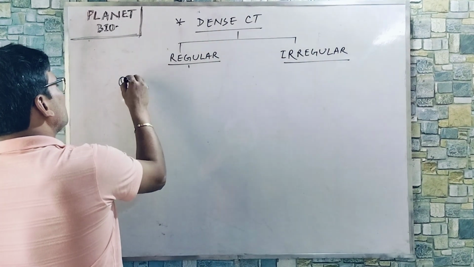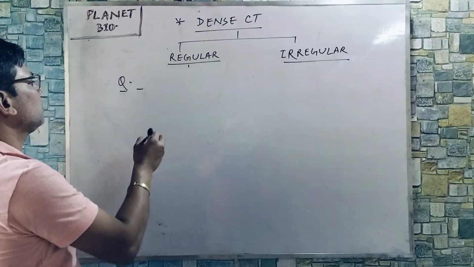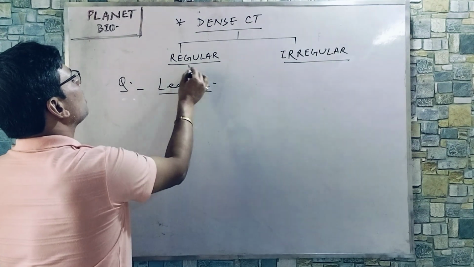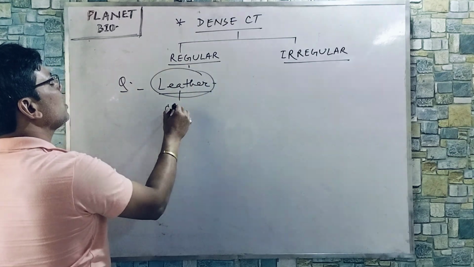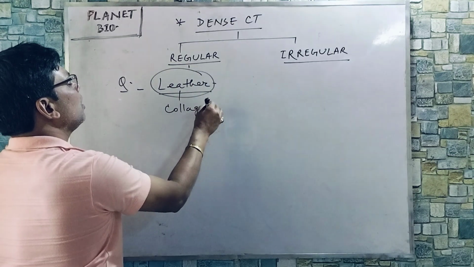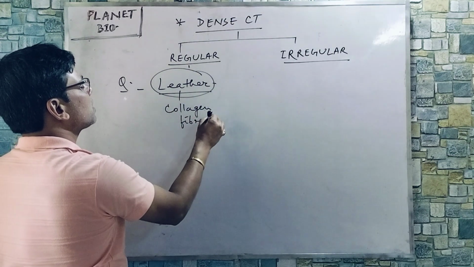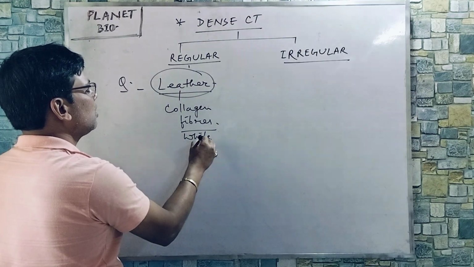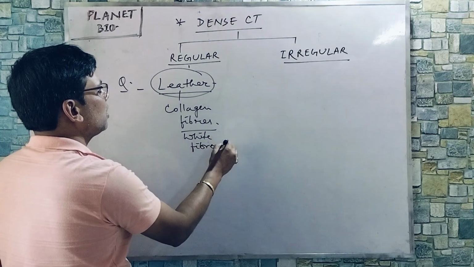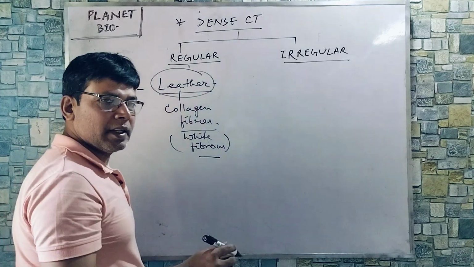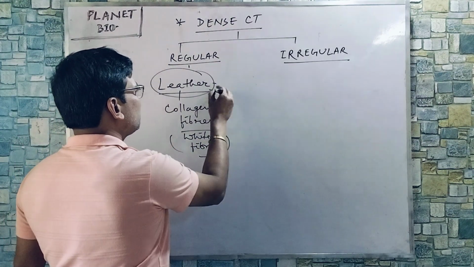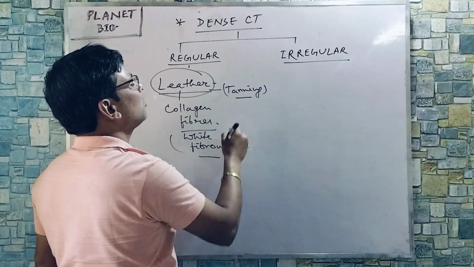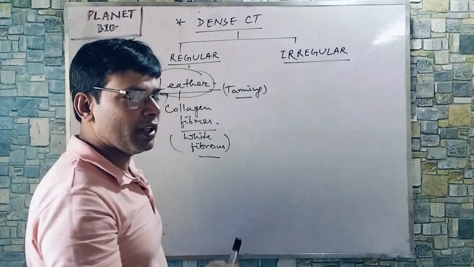One question is also asked, that is about leather. What do we mean by leather? Leather is nothing but this is also a sheet of collagen fibers. Means it is white fibers. And what happens? Leather is allowed for tanning in the presence of bacteria. So this is the use of bacteria, tanning of leather.